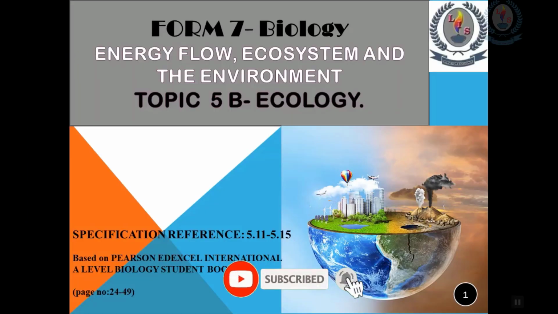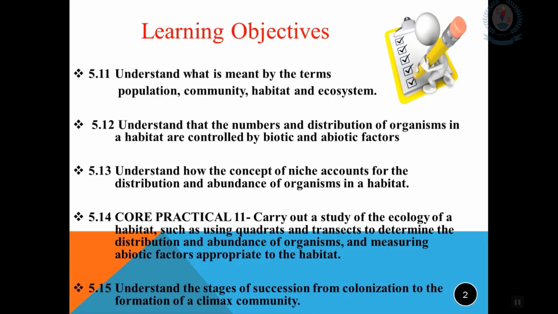Form 7, Biology, Energy Flow, Ecosystem and the Environment. Topic 5b, Ecology. Learning objectives. Students should be able to understand what is meant by the terms population, community, habitat and ecosystem. They should understand that the numbers and distribution of organisms in a habitat are controlled by biotic and abiotic factors.